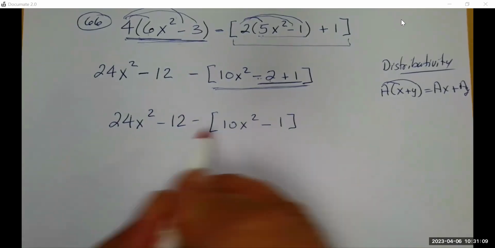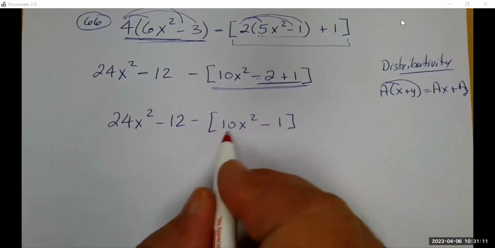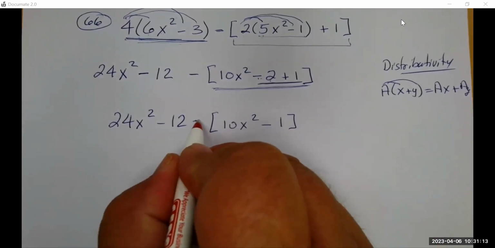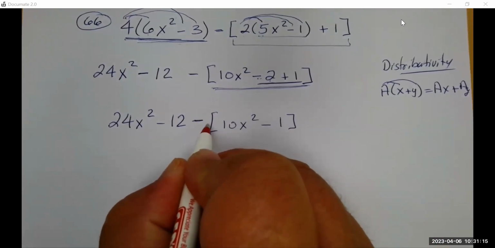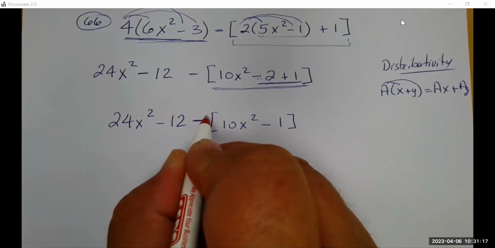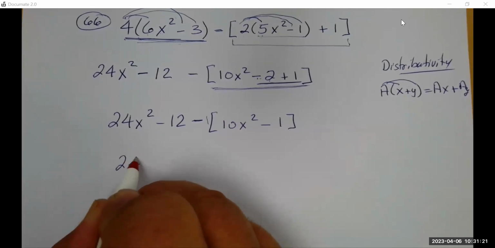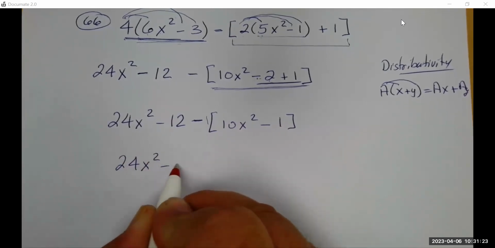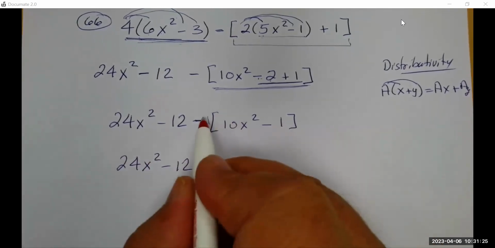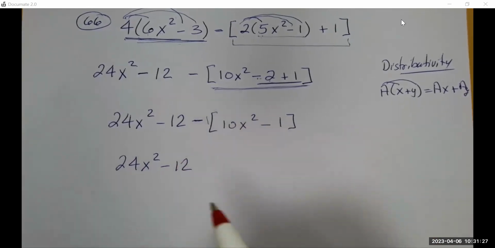Well, we can't do anything inside there. We can't do anything there. So we have to get rid of the brackets. Well, if there's no number in front of there, it's an invisible 1. We have 24x squared minus 12. Do the rainbow again.